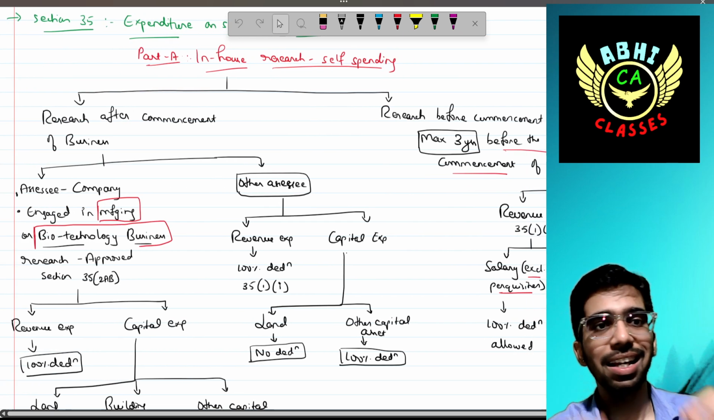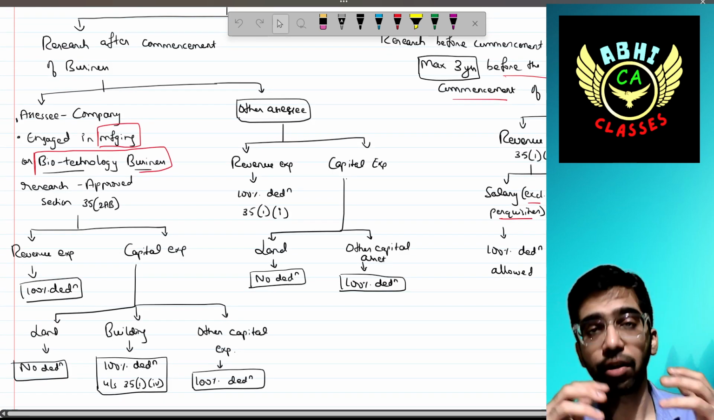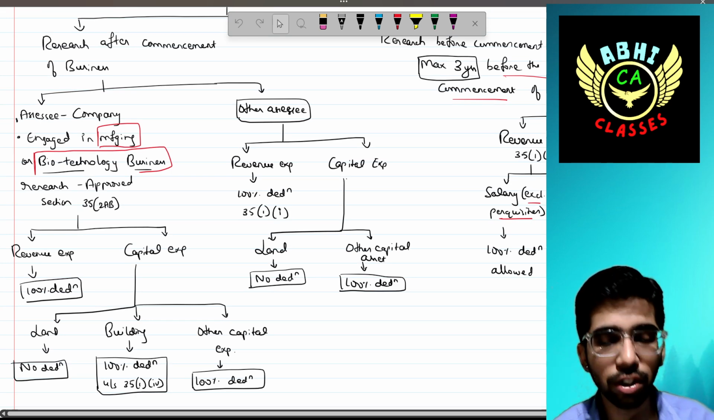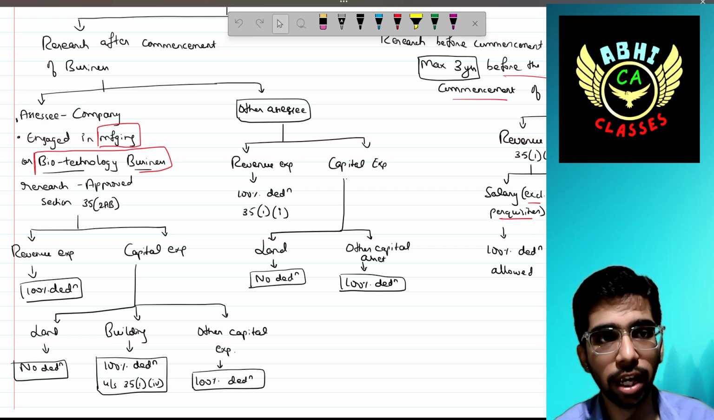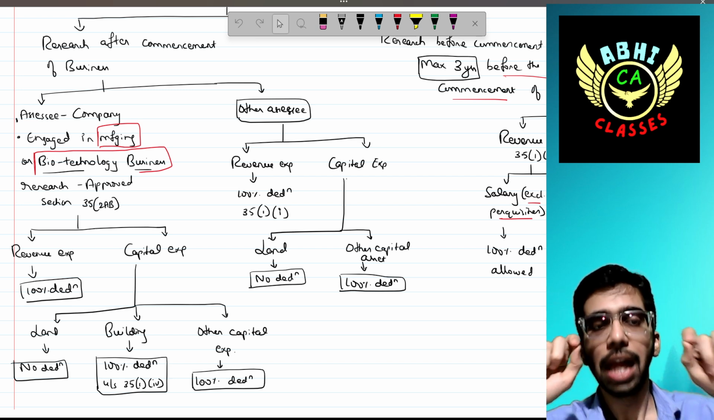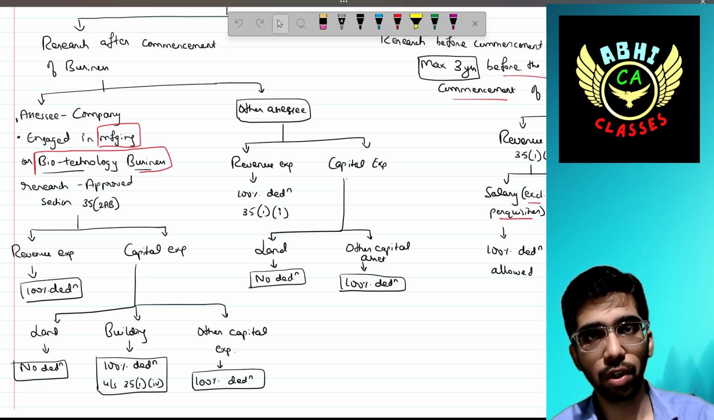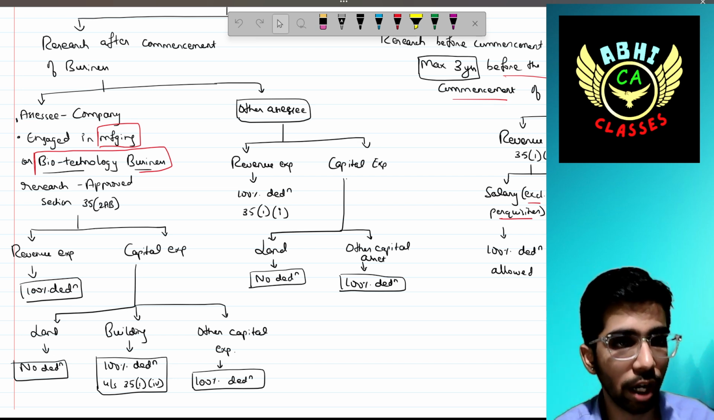So first we will see the research after the commencement of business. If the SSE is a company engaged in the manufacturing or biotechnology business, the research should be approved. This should be approved by the research organizations.